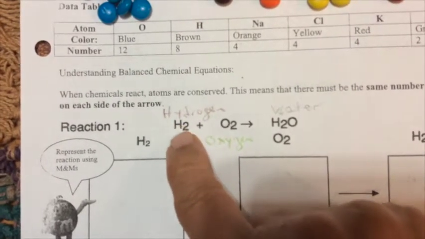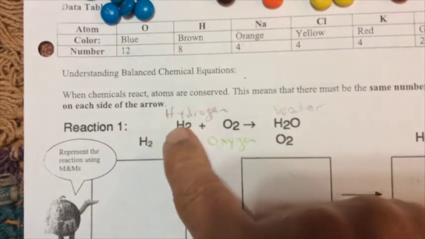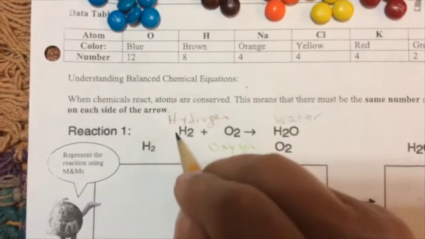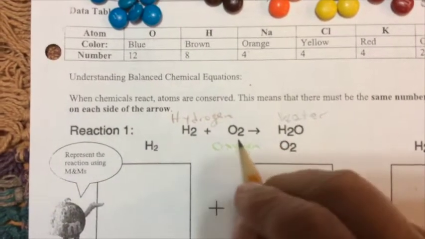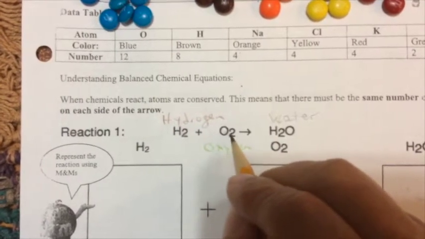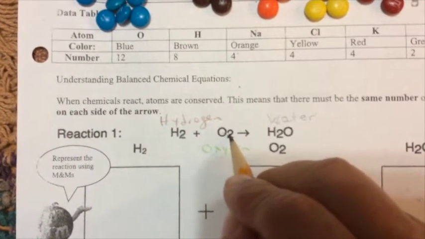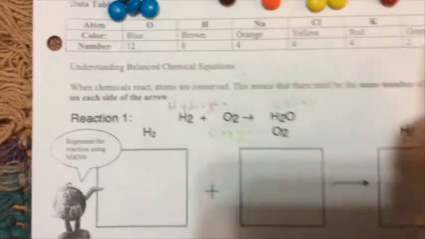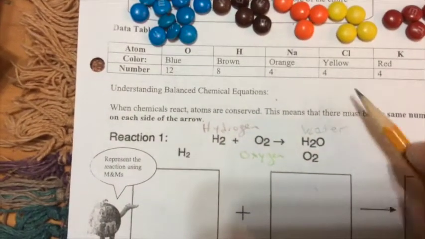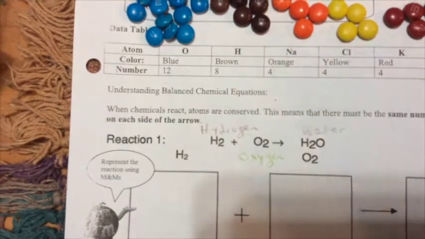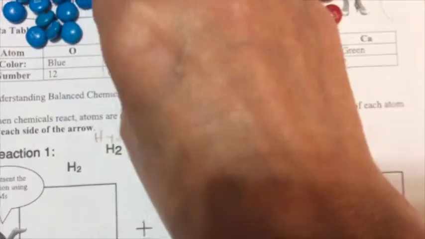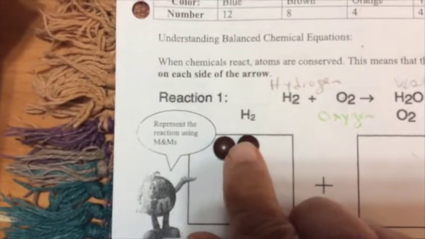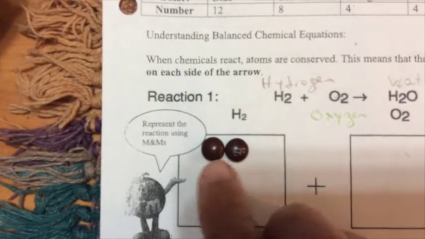They're diatomic, 2 atoms together making 1 molecule of hydrogen, because if there is no coefficient, we understand it to be 1. And oxygen also hangs out in 2s. It's a diatomic, 2 atoms together of oxygen in 1 oxygen molecule. So we're going to take what color for the hydrogen? H is brown. So we're going to take 2 brown M&Ms and put them together, because once again, hydrogen is a diatomic molecule.